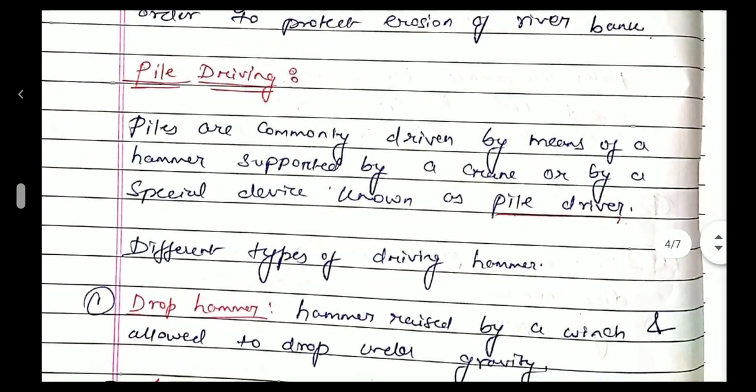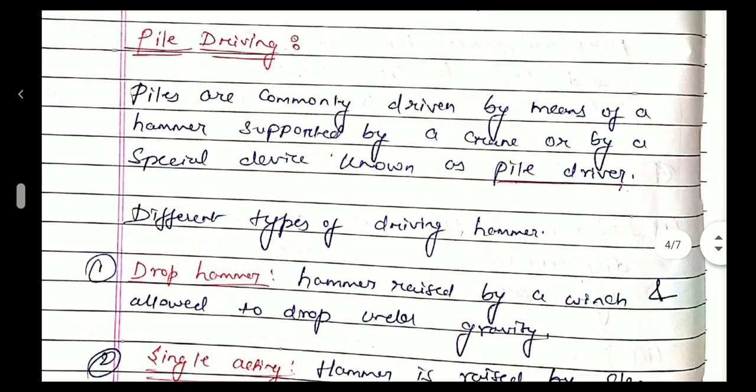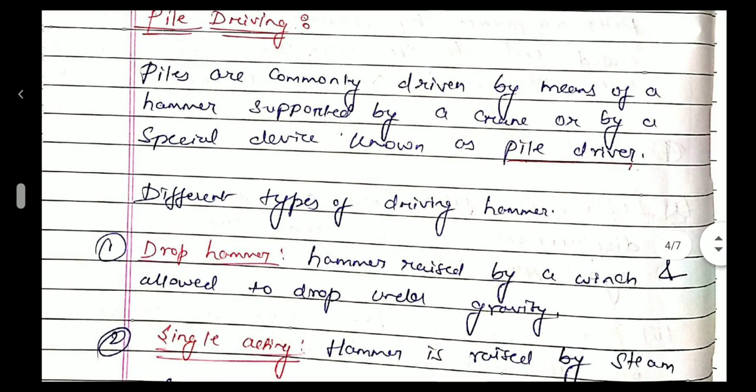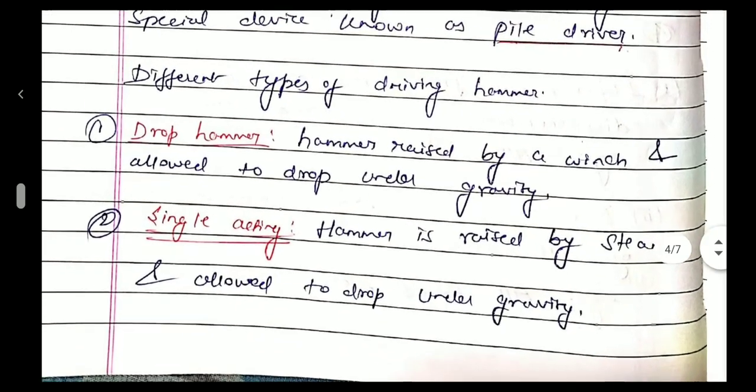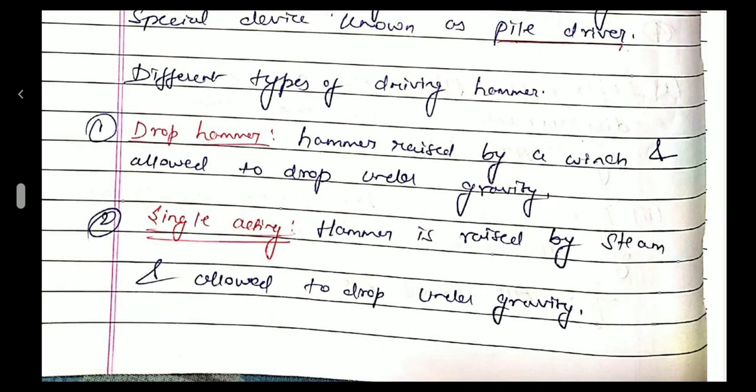Then pile driving. So how do we drive or insert a pile into the ground? Piles are commonly driven by means of a hammer supported by a crane or by a special device that is known as a pile driver. Then there are different types of hammers on the basis of their driving capacity.